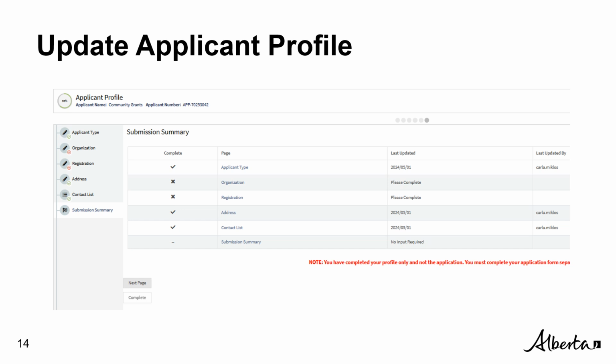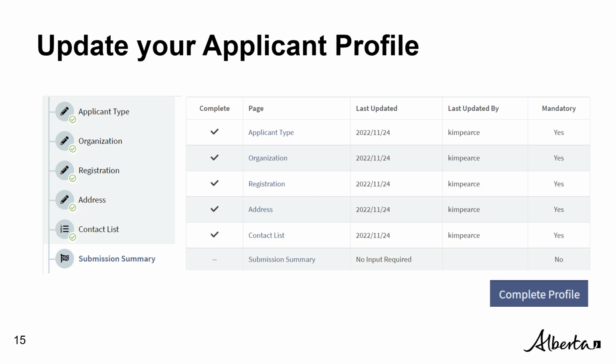After going through all the profile sections, you will end up back at the Submission Summary page. If for some reason you have missed an item, you will see an X beside the pages that need further attention. You will not be able to submit your profile updates until those sections have been completed. Once the correction has been made, click on the Submission Summary page once again. Once you see all the green check marks, click on the Complete Profile button. Please keep in mind that you have not submitted your application, but you have successfully completed the first step in the process.